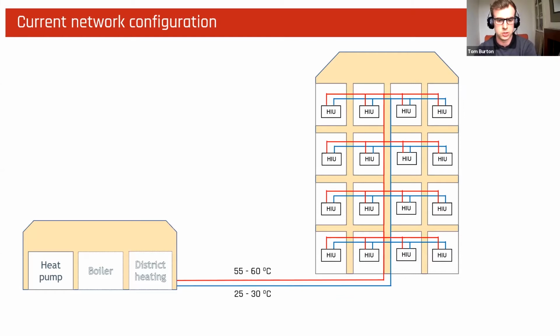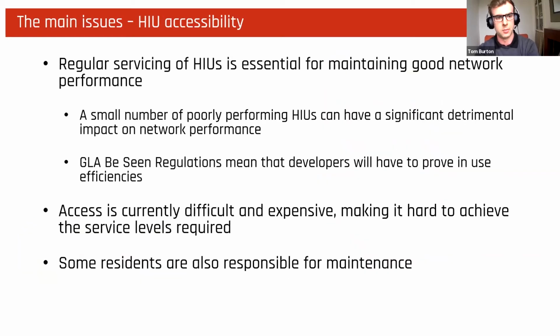The temperatures we've now managed to drop down to 55, 60 flow, 25, 30 return. That has been spoken about in the first session, and there'll be some more information about it in the third session as well. But what I want to focus on here is the building side, and the network routing options that you have. The first main issue, as the title might have given away, is accessibility of HIUs.